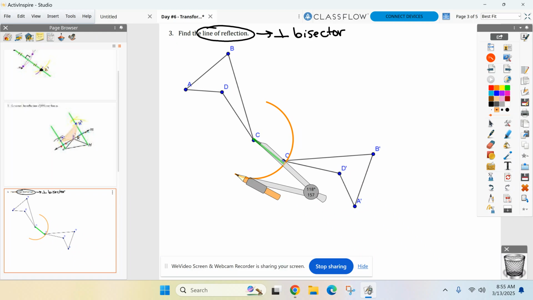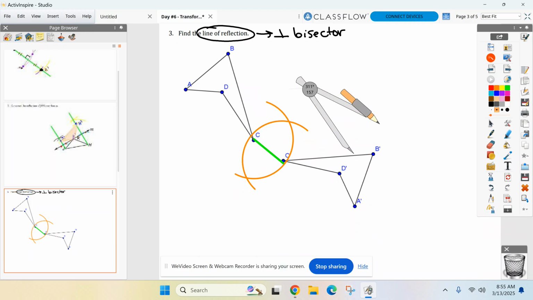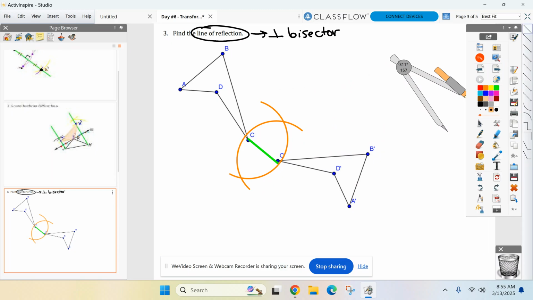You want to keep your compass opening the same and travel over to the other end point. So you have it on one end point, travel over to the other end point, but please make sure you are on the same opening as the first. Anybody remember how many points of intersection do we want on this one? Usually one does the trick. Yeah, we need two here to line up our straight edge. 1, 2. You need 2 points there. And then grab your straight edge, and you have yourself a line of reflection.